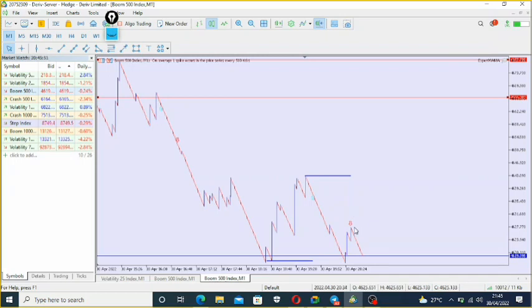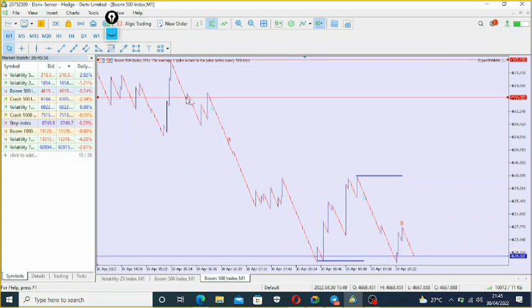You can just sell. This is where you sell. You can see it's still coming from this resistance. It's coming from all this resistance, showing this is a complete selling market.